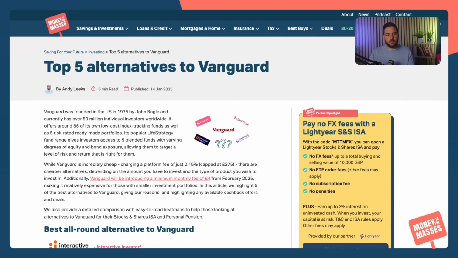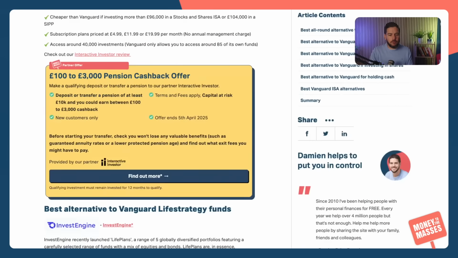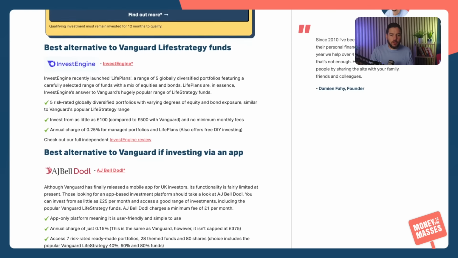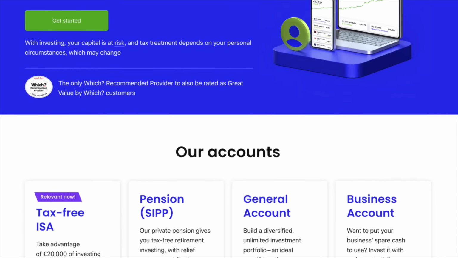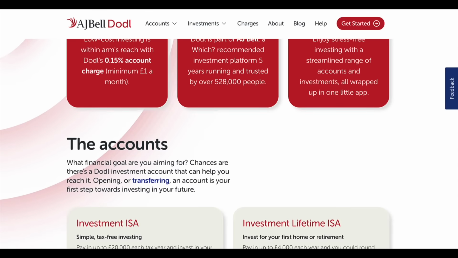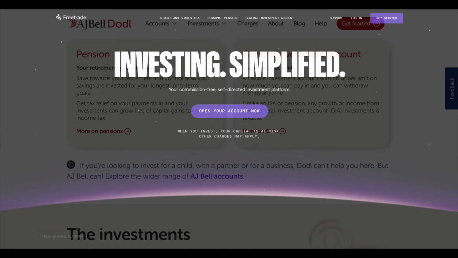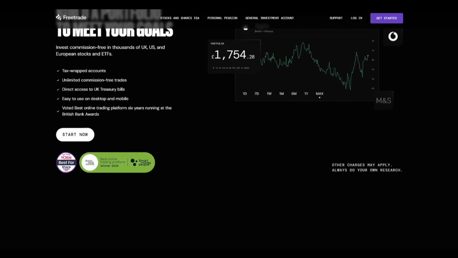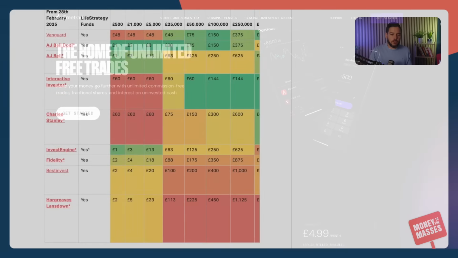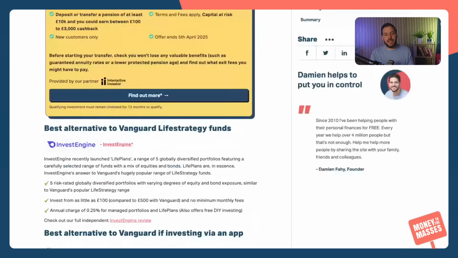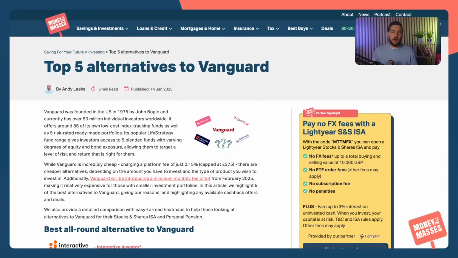Now, there are a host of platforms out there that are viable alternatives for different scenarios. We've got an article again on the screen that you can see, the 5 alternatives to Vanguard. We look at a whole host of them for like best all round. We've also got for people wanting Life Strategy funds, it's InvestEngine in that choice. We've already mentioned Bell Dodl for the investing app. Freetrade is good for shares, also Trading 212. And if we look at the charges in the article as well with a nice heat map, but we'll put a link to that in the notes of the video if you are particularly interested.